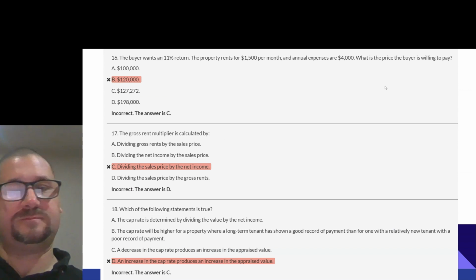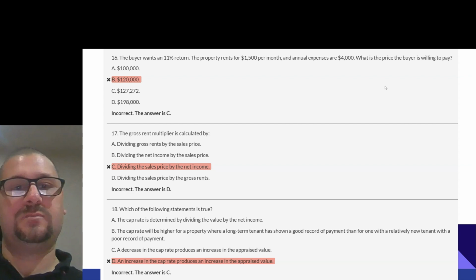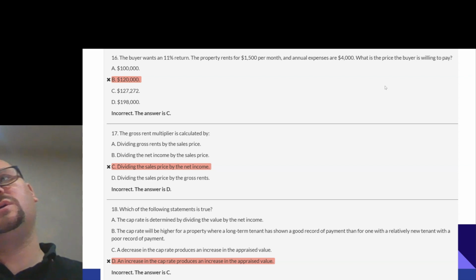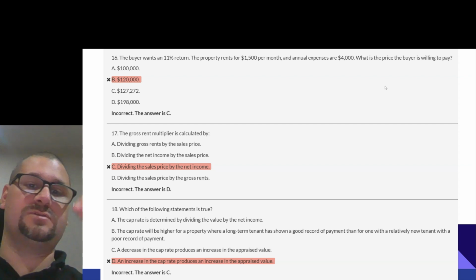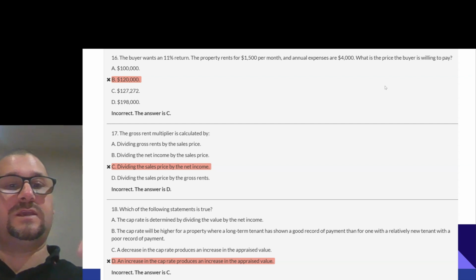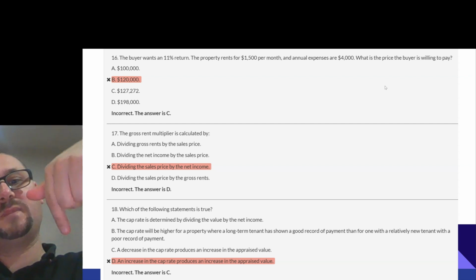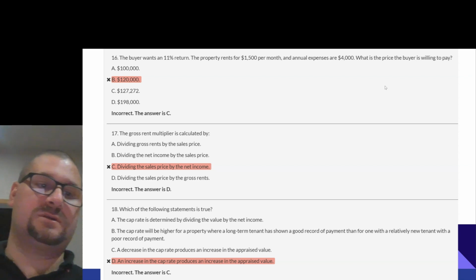It's going to be Charlie. A decrease in the cap rate produces an increase in the appraised value. A couple of questions ago, we were saying what happens if the interest rate goes up, the value goes down. Similarly, if the cap rate goes down, the value goes up. So they're inversely related to each other.